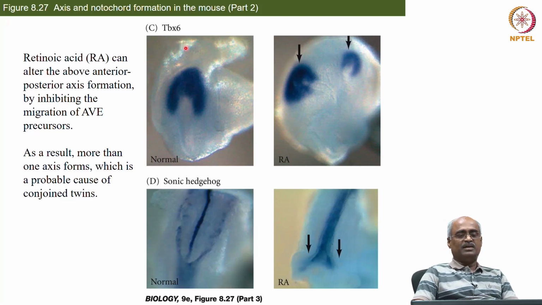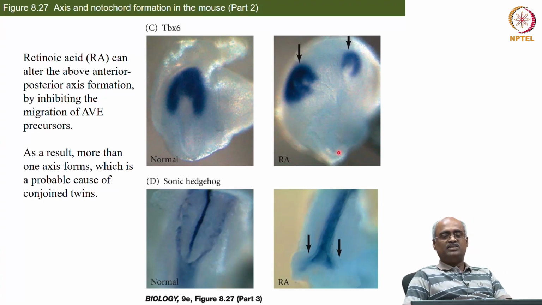So TBX is a transcription factor normally expressed in the anterior primitive streak. So this is the primitive streak and this is the anterior part of it and the surrounding epiblast cells. So this is where TBX6 is normally expressed. And when embryo is bathed in retinoic acid, that alters this anterior posterior axis formation such that it is duplicated into two axes, one here and one here. Okay, and then you have this kind of TBX expression pattern in this embryo.